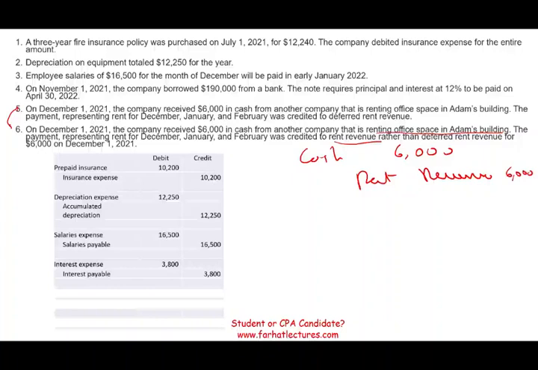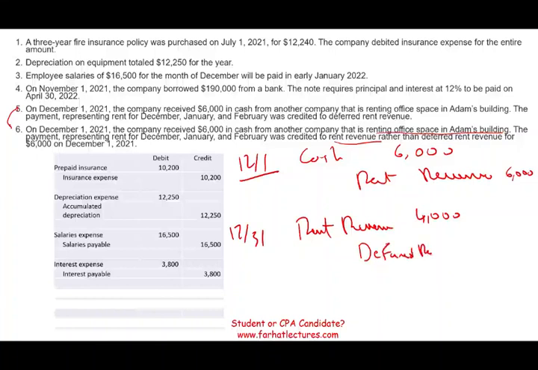We need to take $4,000 out of rent revenue, make it so. Simply put, this happened on December 1st. They did it incorrectly. Okay, so what do we have to do now? On December 31st, we have to take out of rent revenue $4,000 because we haven't earned it yet. We only earned $2,000 and put it into unearned revenue. Therefore, I'm going to debit rent revenue for $4,000, and I'm going to credit deferred rent revenue for another $4,000.